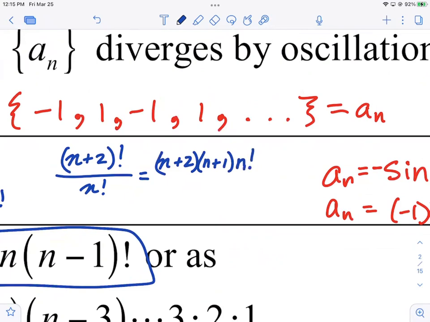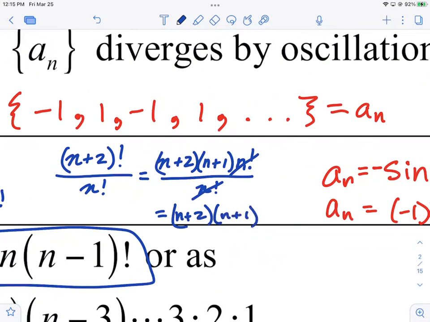Why do I want to stop when I get to n? Because that's what my denominator is. And now what happens with your n factorials all the way down the line? All those factors will divide out. And so we're just equal to n plus 2 times n plus 1.